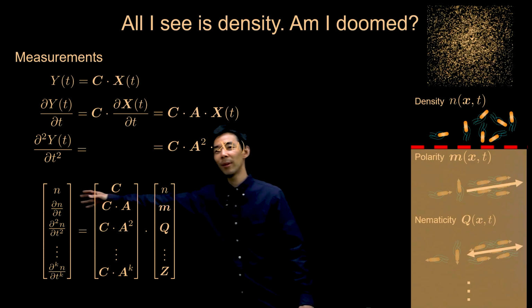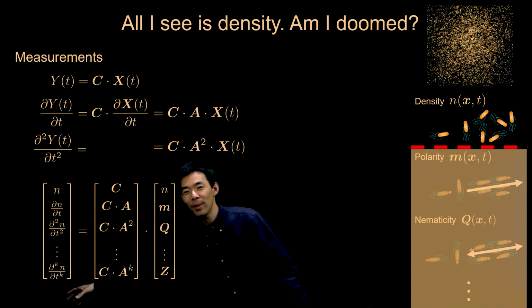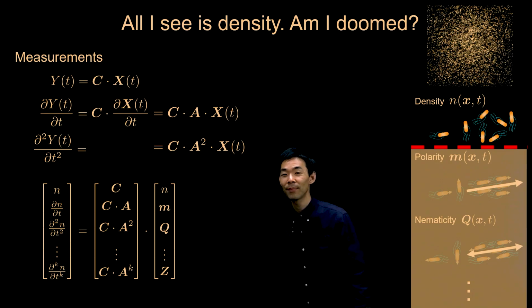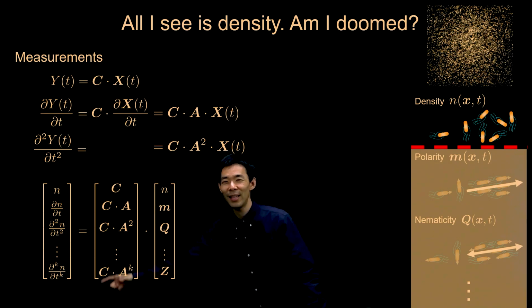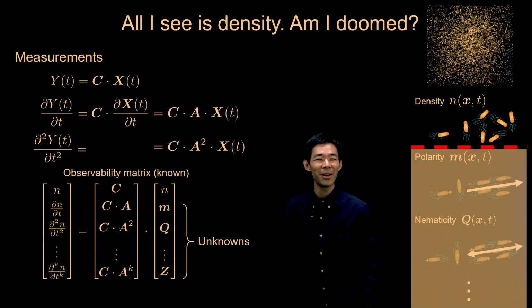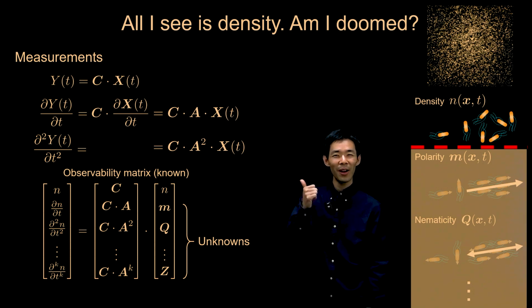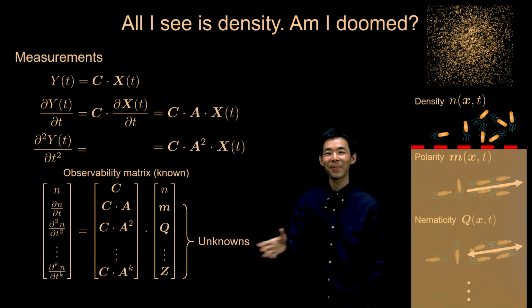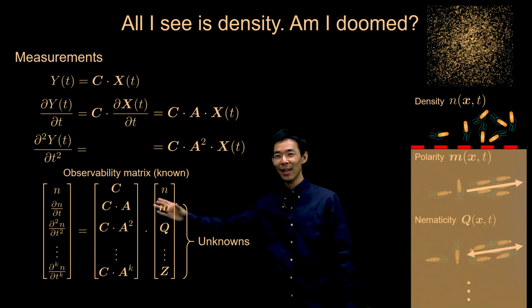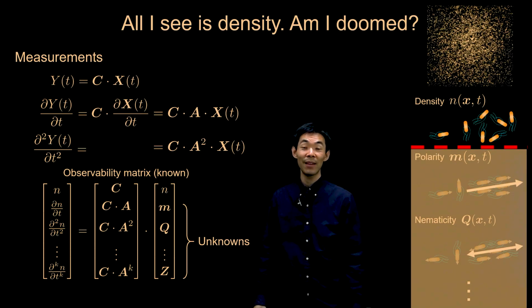So on the first column on the left, here are all of your measurements and its time derivatives. This gigantic matrix here is the observability matrix. That's completely known because we know our A matrix, we know our C matrix. And lastly, this right-hand side term is your entire state vector.